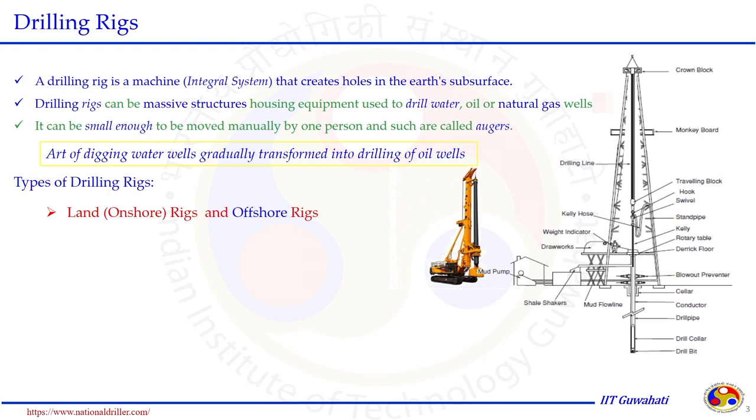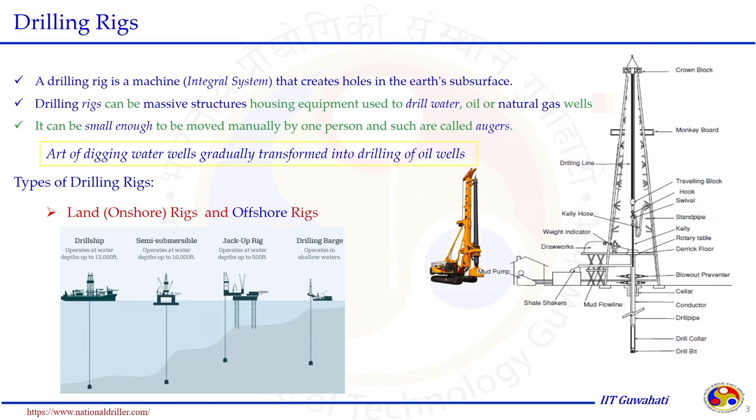Broadly, the drill rigs are classified in two parts: the operations done on land, which we call onshore rigs, and those done on the ocean side, which we call offshore rigs. On the offshore side, several arrangements can be used depending on the depth at which the drilling is performed. If the operation is in shallow waters, the system is relatively simple and is called the drilling barge. When we are drilling a little deeper, up to 500 feet, the jackup rig is used. When we go to 10,000 feet deep in the ocean, the semi-submersible system is used, and the drill ship is used when we are drilling up to 12,000 feet depth.